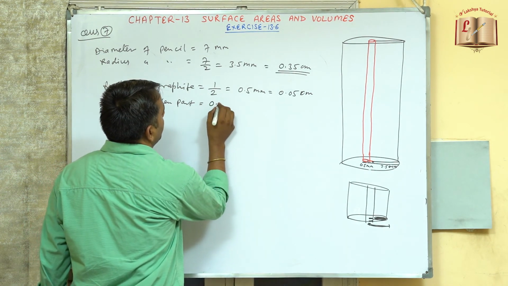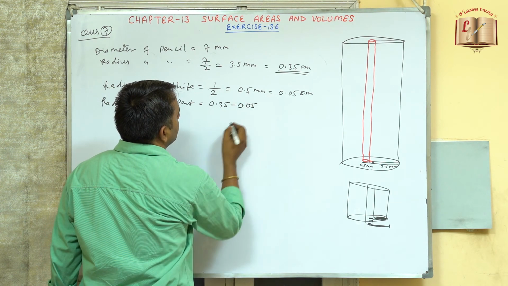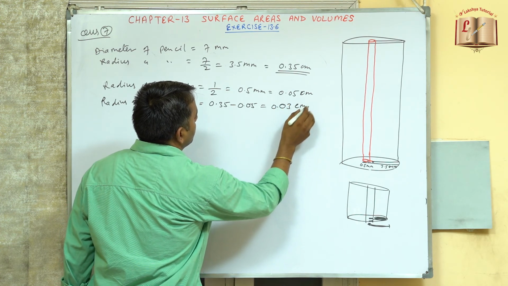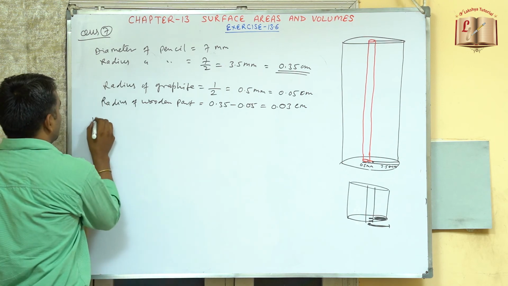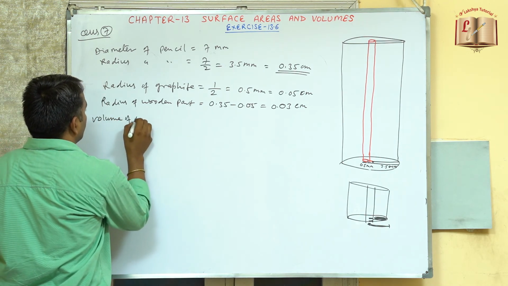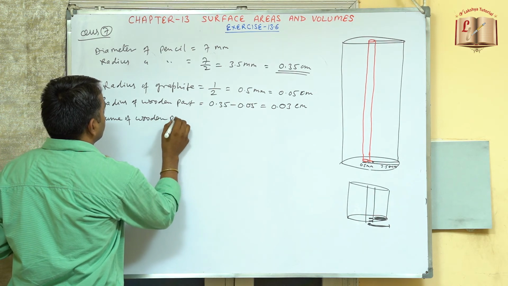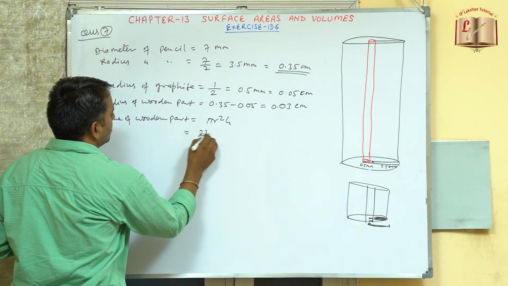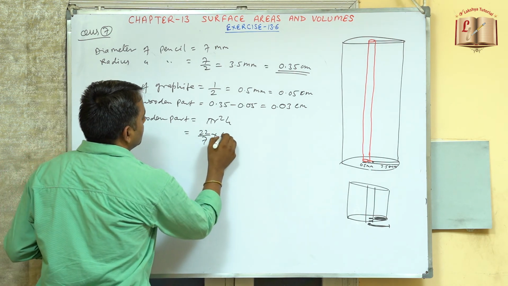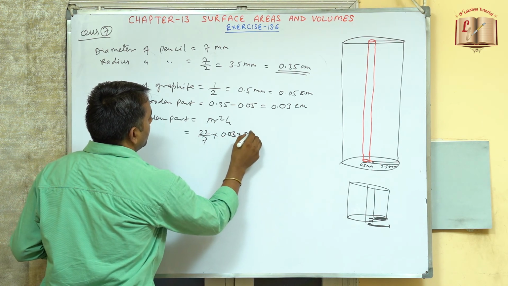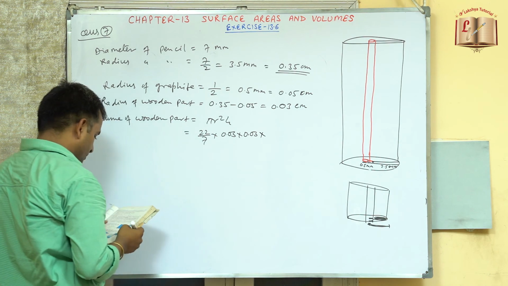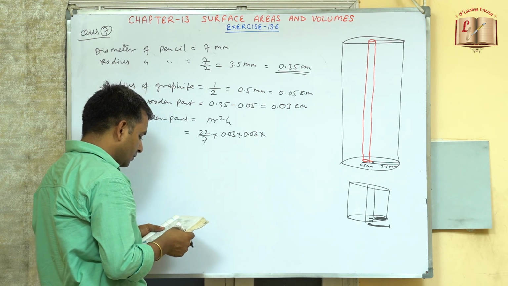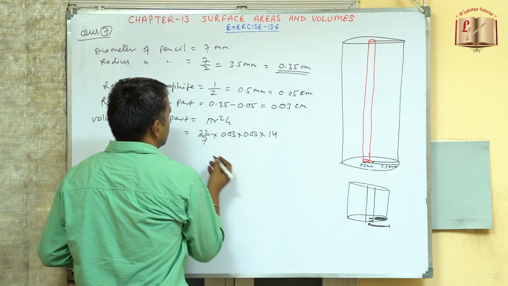So this will be now 0.35 minus 0.05, so this will be 0.3 centimeters. Now we'll find the volume of the wooden part, which will be pi r square h. So this will be equal to 22 by 7 into r, which is 0.3, into 0.3, into height. Height is already given to us: this is 14 centimeters. So now we can solve it.